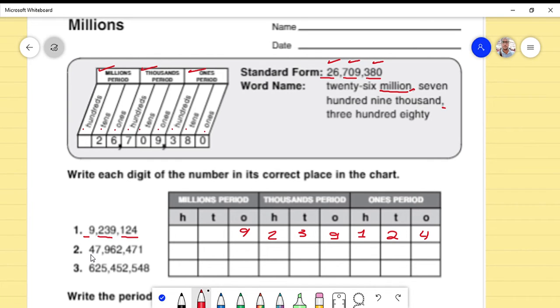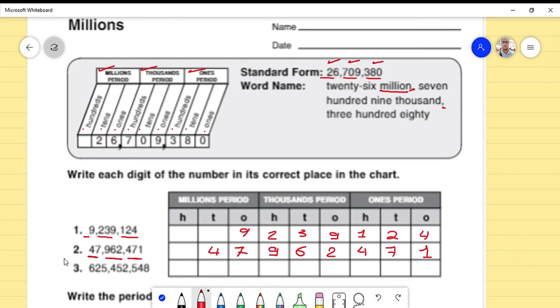Here is 47,962,471. So here is 47 in the million period, so it's 7 in the ones of million, and 4 in the tens of million. And look here, 9 in the 100,000, 6 in the 10,000, 2 in the thousand, and then 471: 4 in the hundreds, 7 in the tens, and 1.